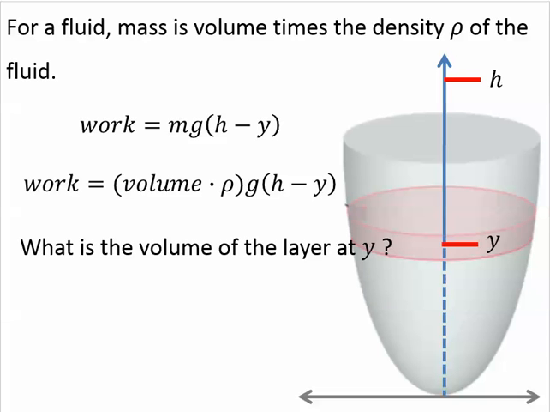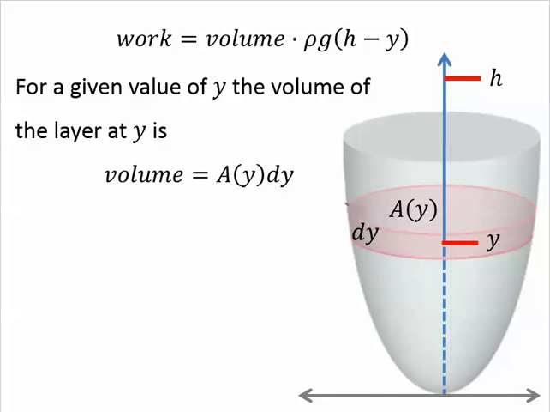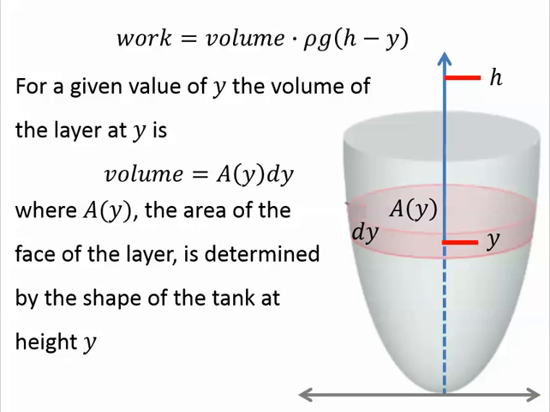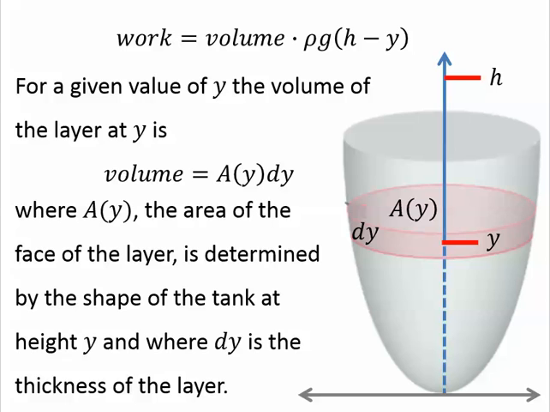So what's the volume of the layer at y? For a given value of y, the volume of the layer at y is going to be A of y times dy, where A of y is the area of the face of the layer, the horizontal face. So you just take the layer and turn it towards you. And A of y is determined by the shape of the tank at the height y. So your area is going to change as y moves up and down the axes. And dy is the thickness of the layer.